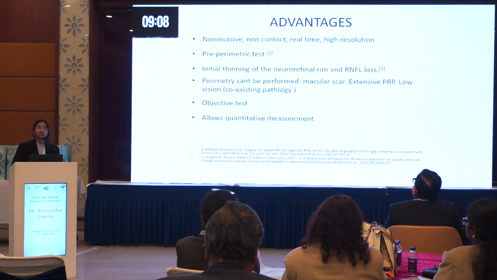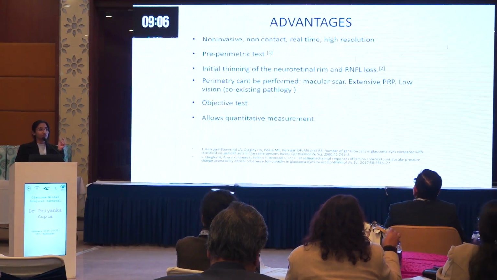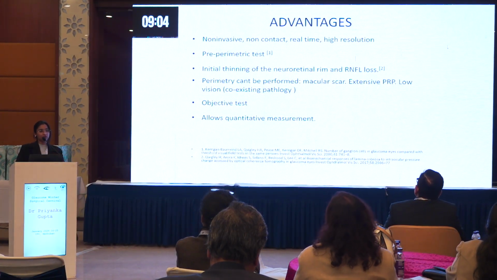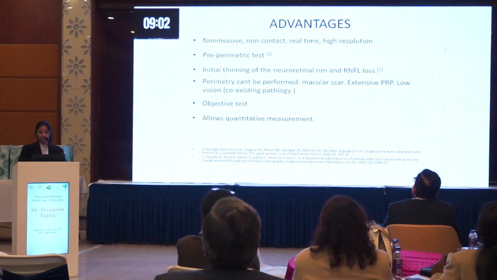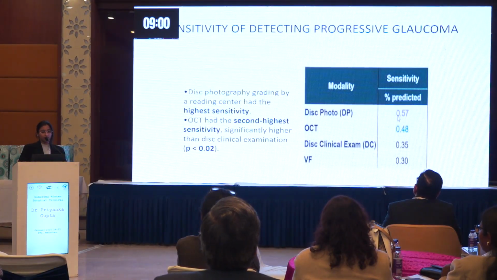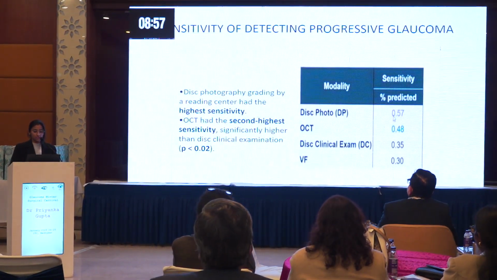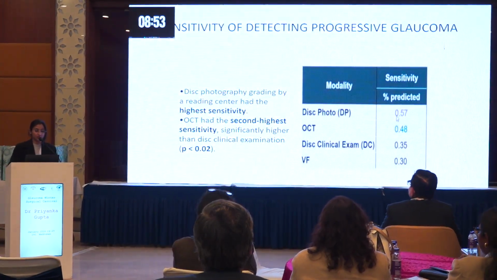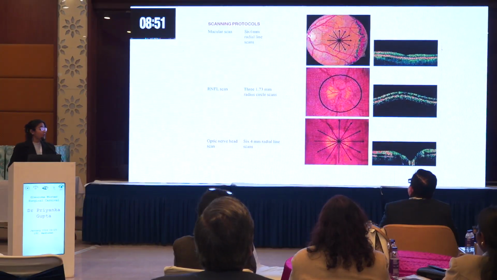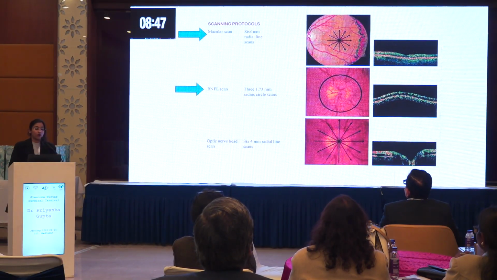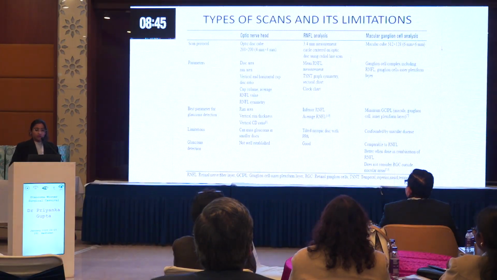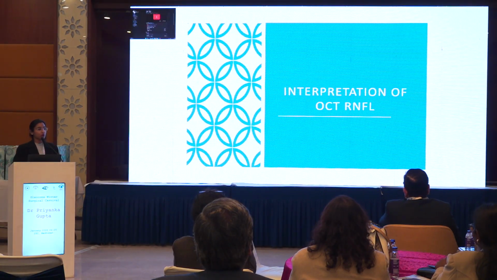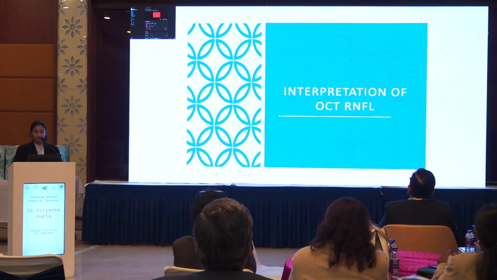And then it's a quantitative measurement. So it gives you certain values which you can use to diagnose, and even the progression of the patient can be calibrated on these. It has a high sensitivity, especially when combined with your disc photographs. There are a lot of papers in the literature regarding the same. Now, based on the scanning protocol, you have a macular scan, an RNFL scan, or an optic nerve head scan. There are certain advantages and disadvantages of all. We'll be focusing on RNFL and optic nerve head interpretation.